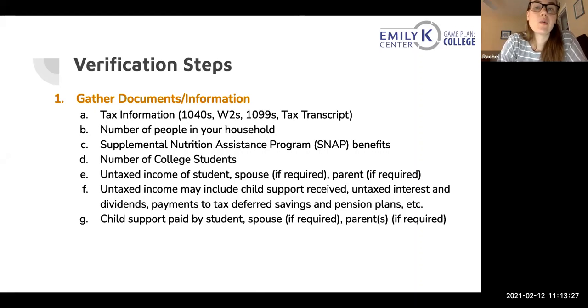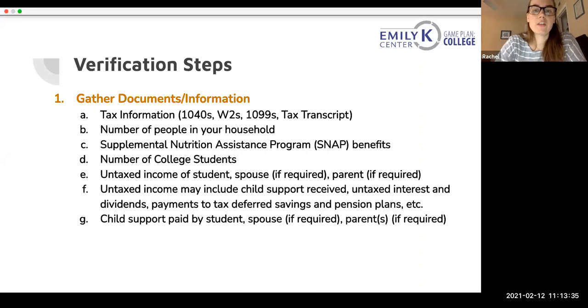So let's say you work a part-time job and you make like $5,000 a year, but you didn't file taxes. They might ask for information about your work. Untaxed income could also be maybe your parent is in graduate school and they are getting tuition remission. I think that could be classified as untaxed income.